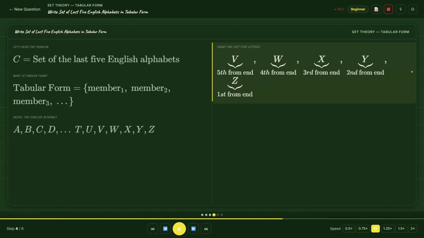Z is the last one, Y comes before it, then X, then W, then V. So the last 5 letters are V, W, X, Y, and Z. Easy peasy.